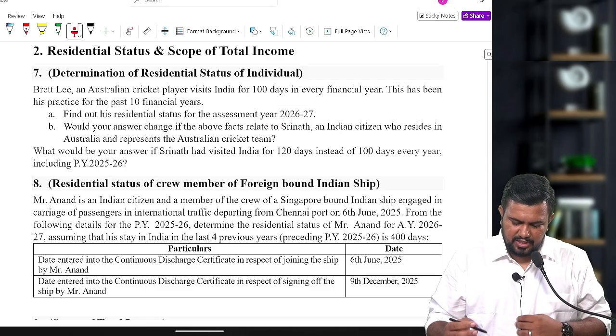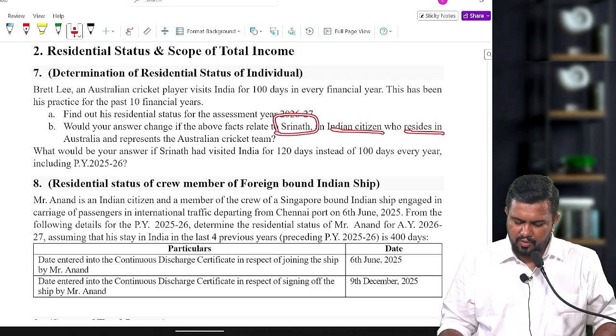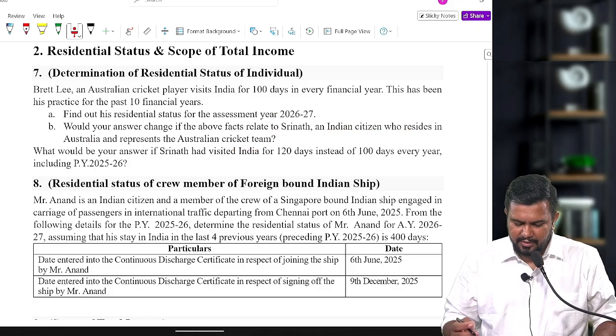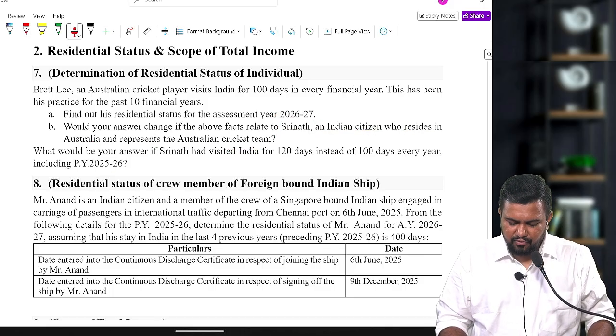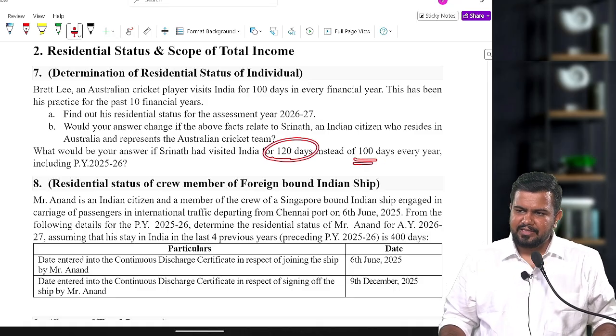Would your answer change if the above facts relate to Srinath, an Indian citizen who resides in Australia and represents the Australian cricket team? Then again, what would be the answer if Srinath has visited for 120 days instead of 100 days every year?